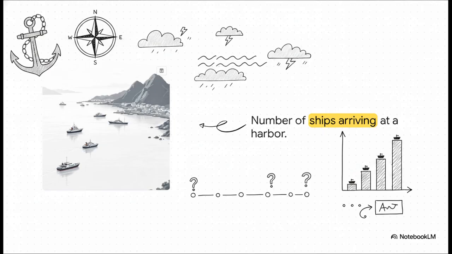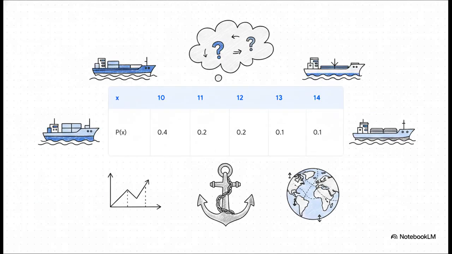So this scenario is perfectly modeled by a discrete random variable. Here is the probability distribution for our harbor, mapping the number of ships, which is our x, against the probability of that exact number arriving, our p of x. Let's solve a quick one together. What's the probability that exactly 14 ships arrive? Just check the data. For 14, the probability is 0.1 or 10%.